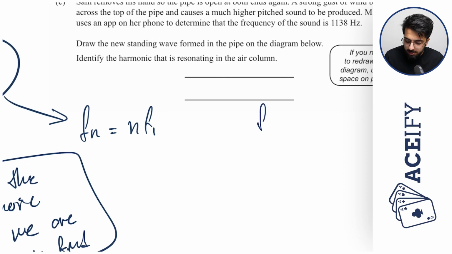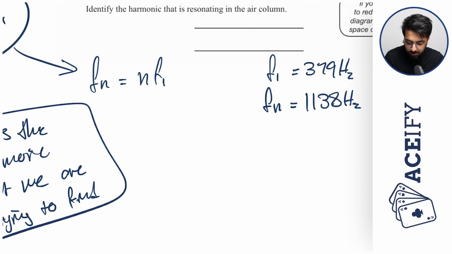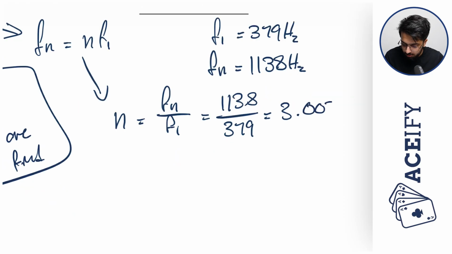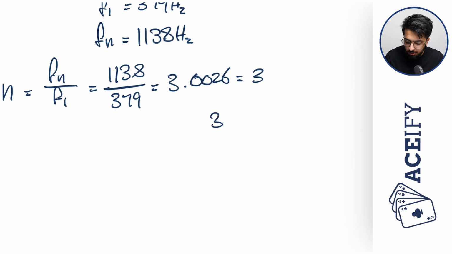Alright, we know our fundamental frequency f1 is equal to 379 Hz, and our fn in this case is equal to 1138 Hz. Okay? And so therefore rearranging for n, we get n is equal to fn all over f1, and therefore 1138 all over 379 is equal to 3.0026, which we can round to 3. And so therefore this is the third harmonic, or you can say it's the second overtone.